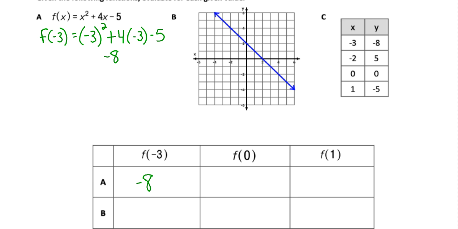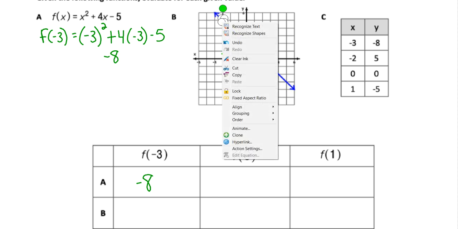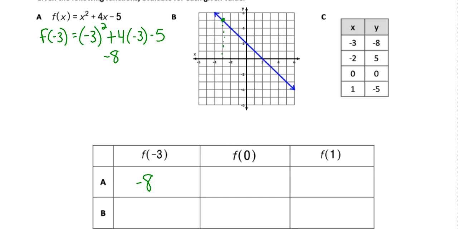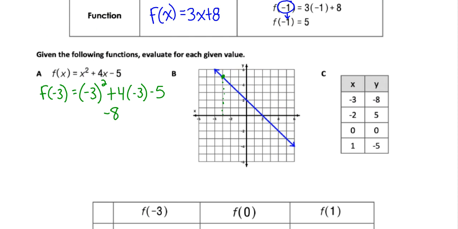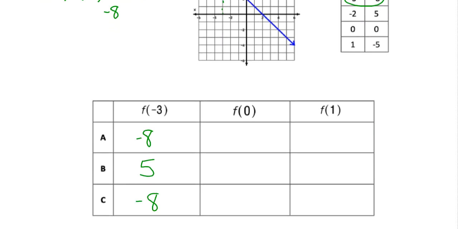All right, in B, if I go to -3 on that graph and I follow it up, I can see I would have an output of 5. And then in function C here, I can see that when the input's -3, output is -8.